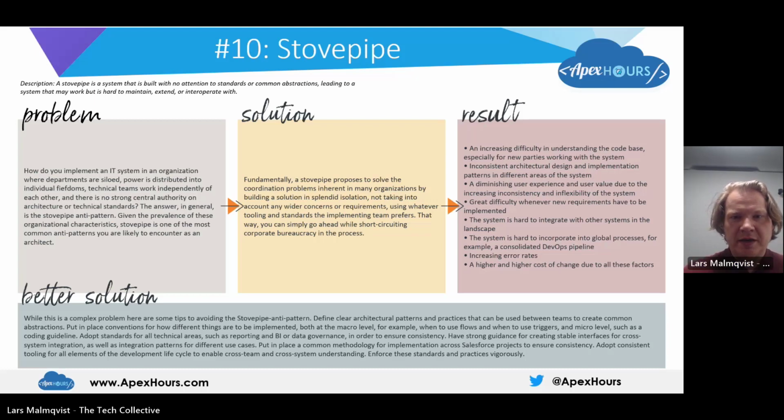So while a stovepipe can seem like a shortcut to resolve issues around implementing an IT problem, it always leads to significant problems in the long run. So by understanding this anti-pattern and taking measures like establishing well-defined standards and methodologies, we can ensure that the Salesforce platform that we're using remains valuable and maintainable and extensible, also in the long term. So that's the stovepipe.